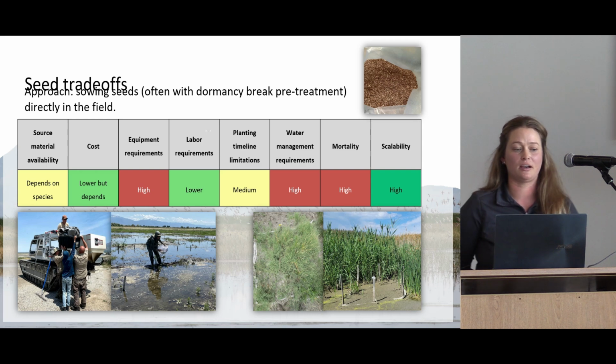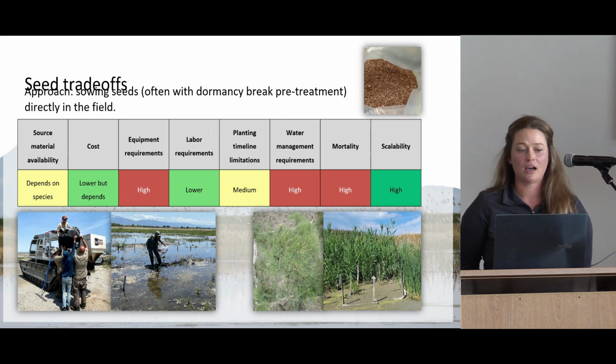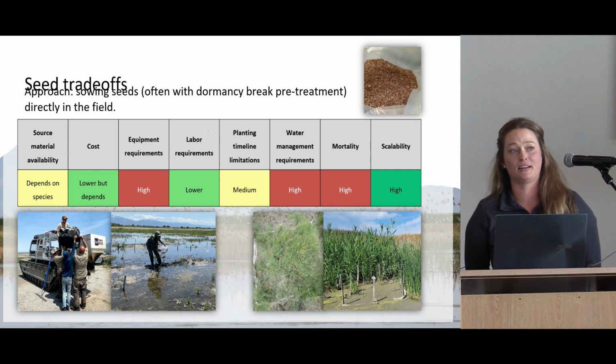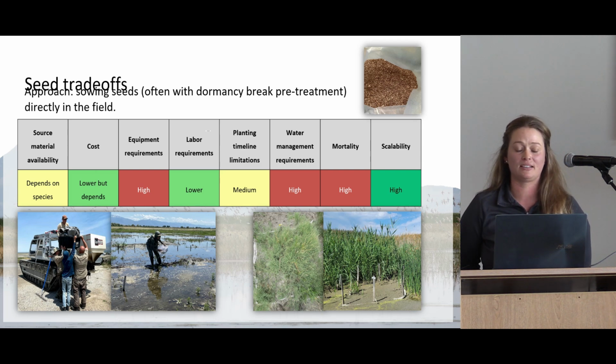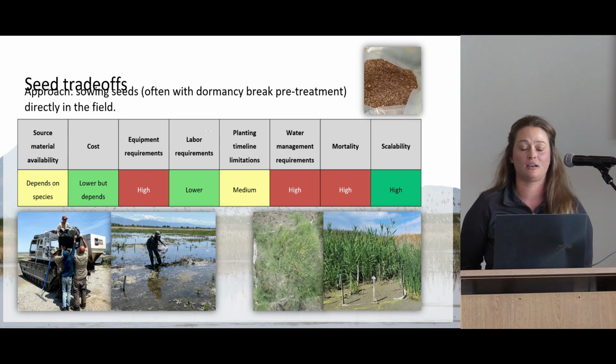and you can see that the source material availability for seeds largely depends on the species that you're selecting. It's lower cost, but sometimes, again, that depends on the species you're selecting for. Some of these less workhorse species might be a little bit more expensive to come by. It does require specialized equipment, which is a higher requirement. Usually you have to have a marsh master and some type of seed sowing apparatus to apply these on the landscape. So do you have access to one of those?